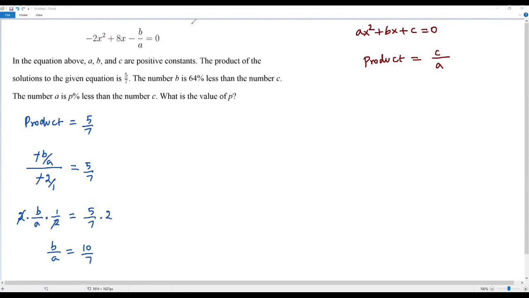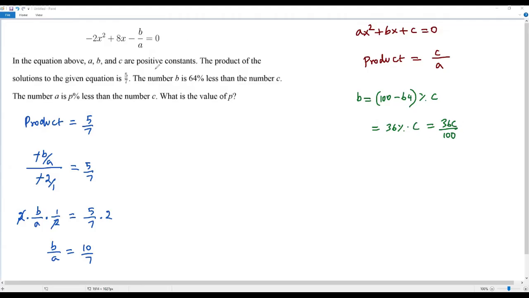Now let me consider this particular piece of information. The number b is 64% less than the number c. That is, b equals, since b is 64% less than the number c, we have to subtract 64 from 100. That is (100 minus 64) percent times c. When I subtract 64 from 100, I am getting 36. That is 36% times c. And here we can write this 36% as a fraction. That is 36 over 100 times c, or 36c over 100.